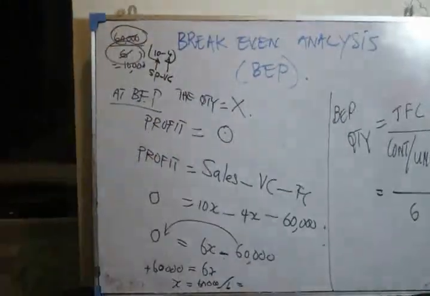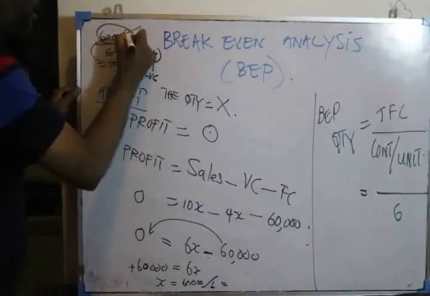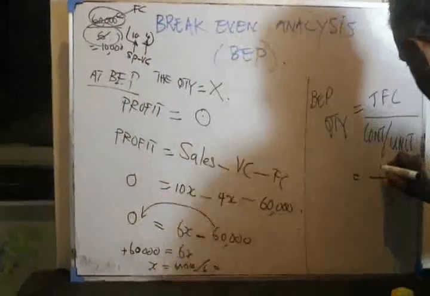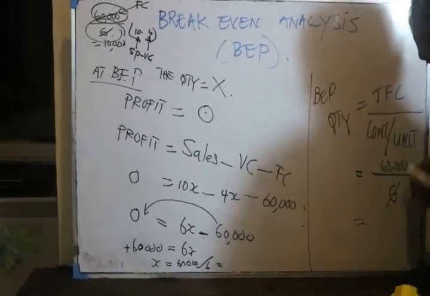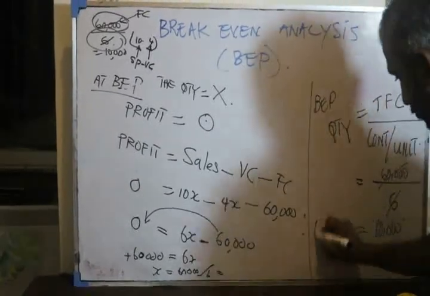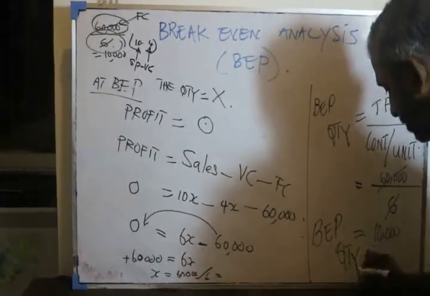And I also have taken 60,000. From the example we learned, this 60,000 is nothing but fixed cost. So therefore, we take that answer here as well. Then you simplify this and you get an answer, and that is break-even point in quantity.